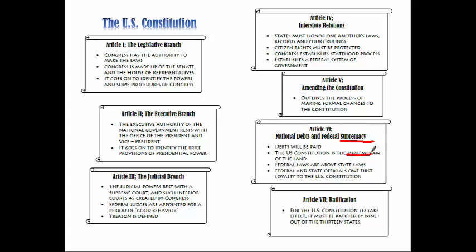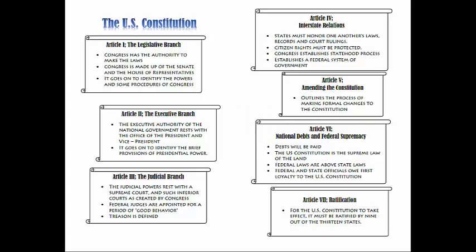Federal and state officials owe their first loyalty, their original loyalty, to the U.S. Constitution. Their very oaths of office pledge to support the supremacy of the United States. I always remember that Article 6 begins with the letter S, and so does the word supreme. 6, supreme. 6 is supreme.